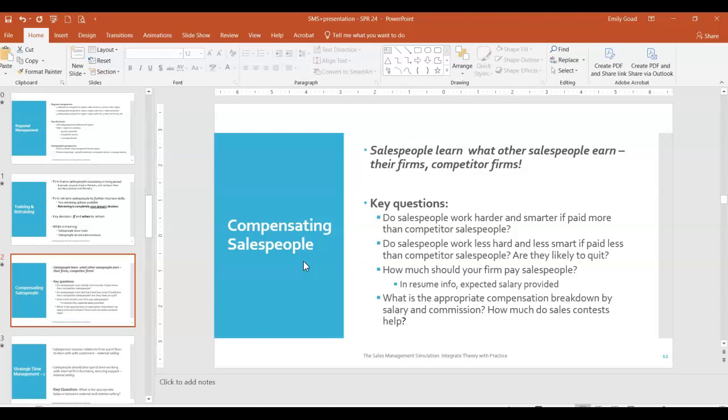So other things in terms of compensation, because you do set a base salary when you give them the offer to hire, and then overall you're going to set a commission rate. Then you determine if there's going to be any sales contest.